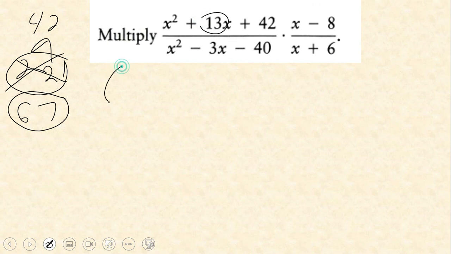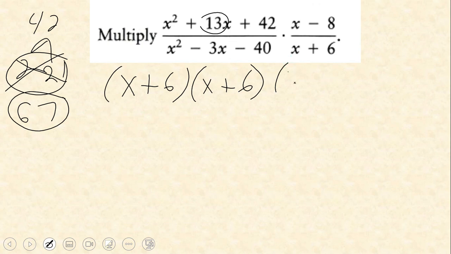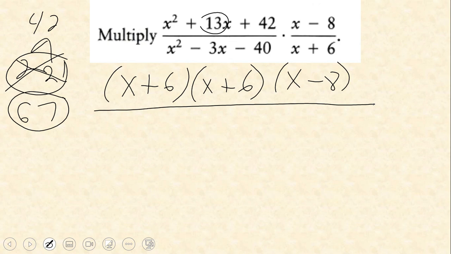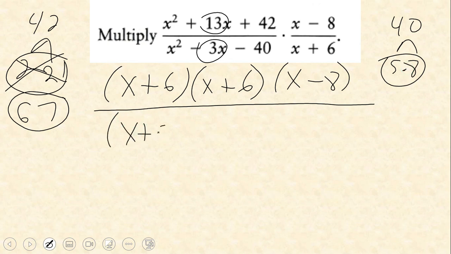So we're going to have x, okay? And since it's a positive 13 and a positive 42, they're both positive, okay? And then we have our x squared minus 3x minus 40 on the bottom. We're going to factor out our 40, which is 5 and 8, which will make 3. And since it's a negative 3, it's going to be a negative 8. So we're going to have x plus 5, x minus 8, x plus 6.